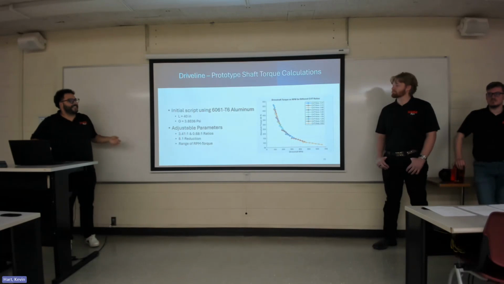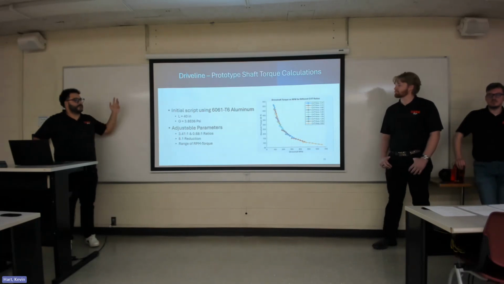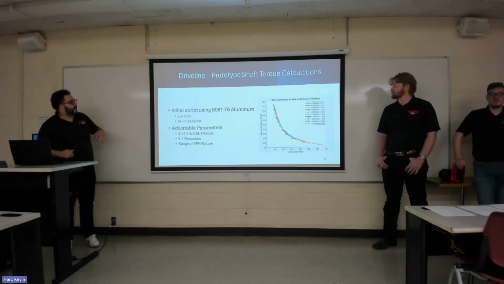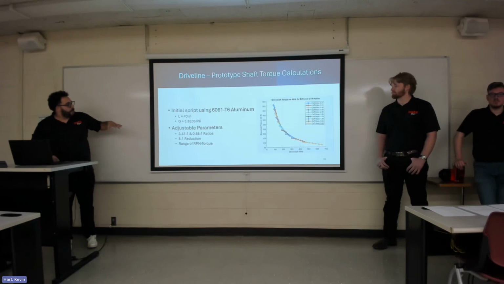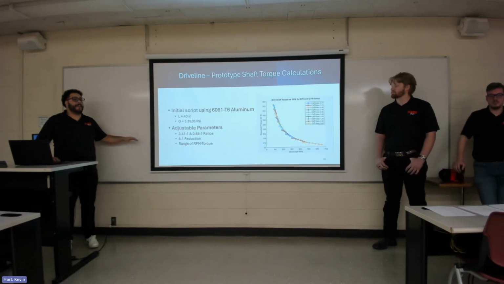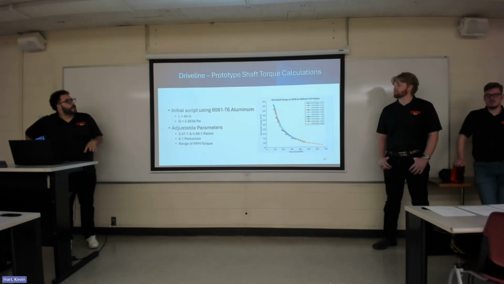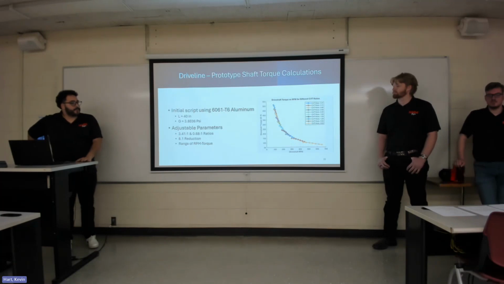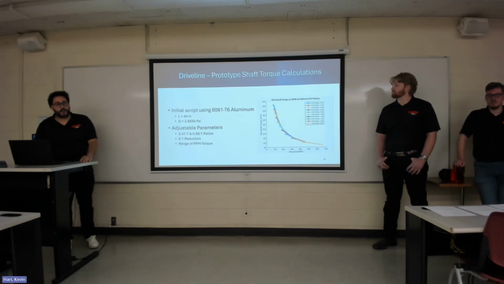This code also calculates shear stresses, factors, and safeties all throughout that range, and then tables them out. It's a fully adjustable code, so you can change the CVT ratios, you can change the reduction in the gearbox, you can change the range of RPM and torque. And that RPM torque range from the Kohler engine was grabbed from a previous senior design. And then with that, all the results are displayed and stored.